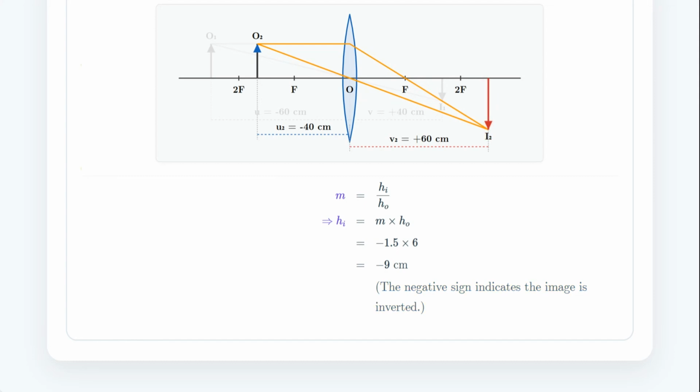And there you have it. By breaking it down into two cases and following the sign rules, we solved a complex problem easily.